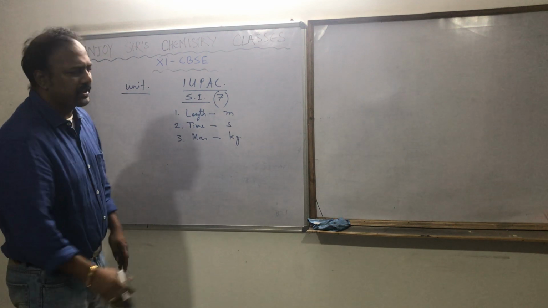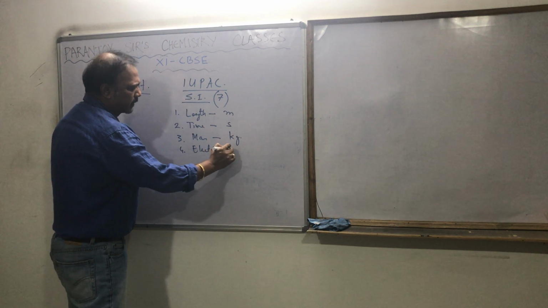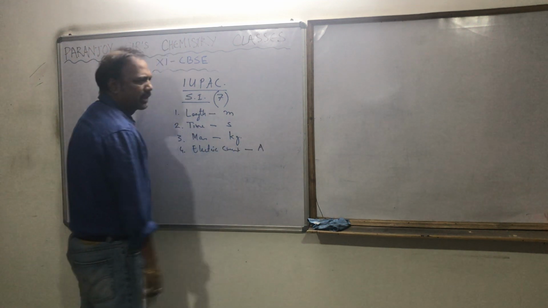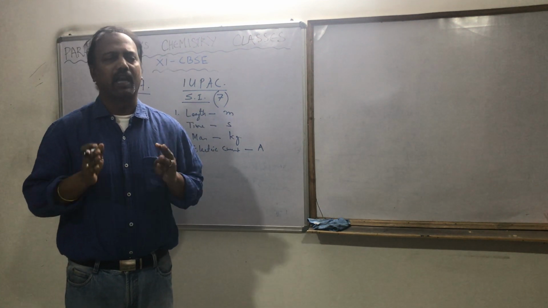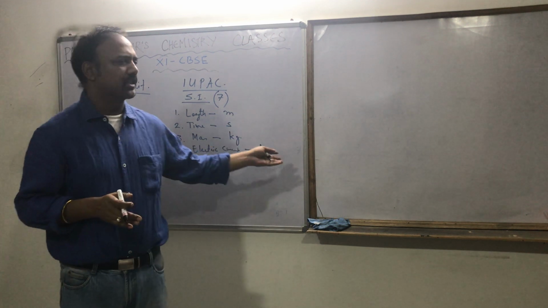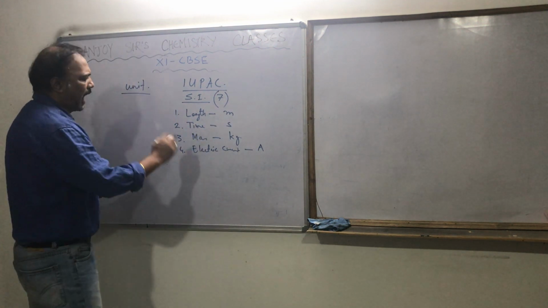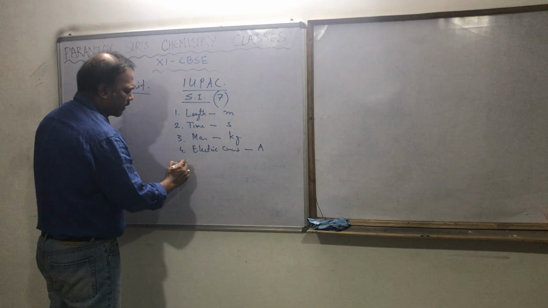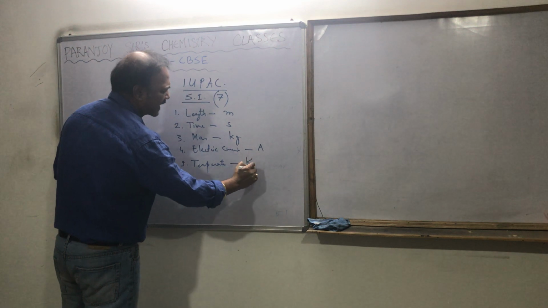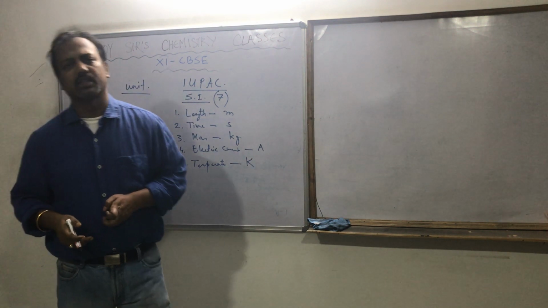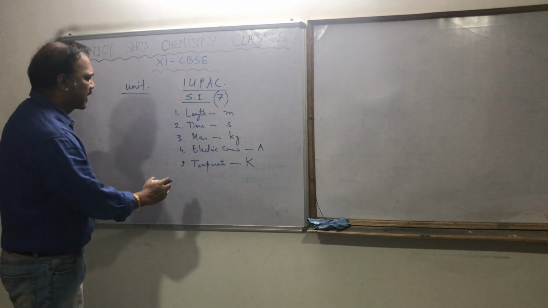Then the next one is electric current. It is ampere. The standard international unit for electric current is ampere. Next is absolute temperature. The international unit is Kelvin. There are so many units by which we can measure temperature, but what is the SI unit? The SI unit is Kelvin.